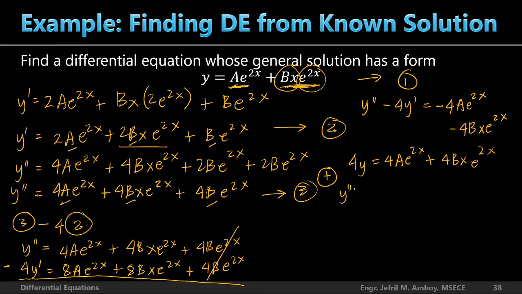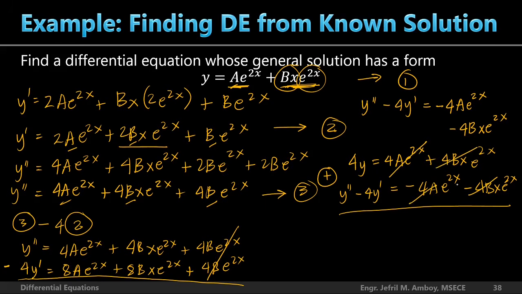So, I have y double prime minus 4y prime equals negative 4a e to the 2x minus 4bx e raised to 2x. Okay, so if we add these two equations, ang mangyayari, magka-cancel ito at ma-eliminate na natin ang arbitrary constants. So I now add 4. So dito naman walang term na may y. So this is just 4y and then I have, wala naman akong ibang y double prime. So plus y double prime lang din and then minus 4y prime equals 0. So this is now your differential equation.